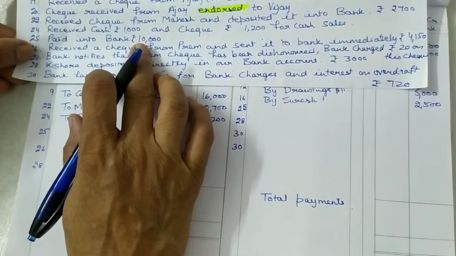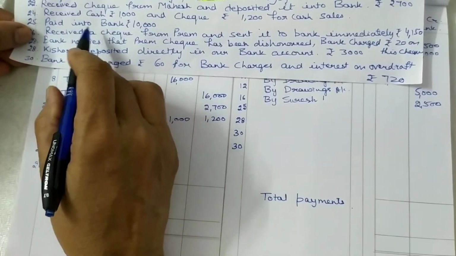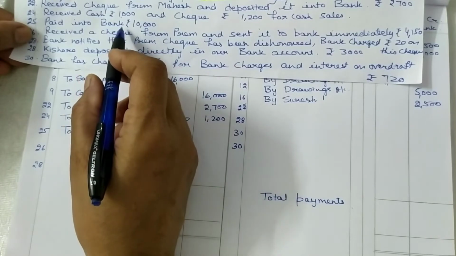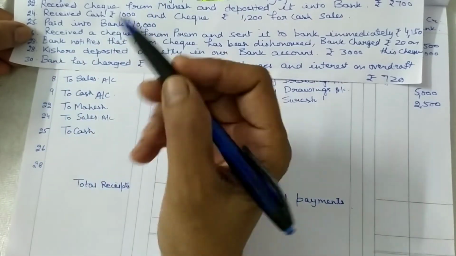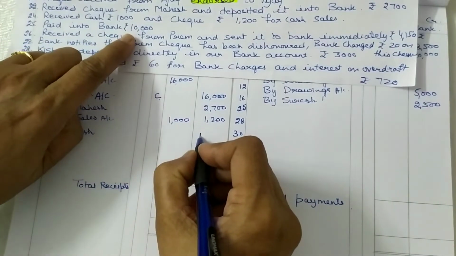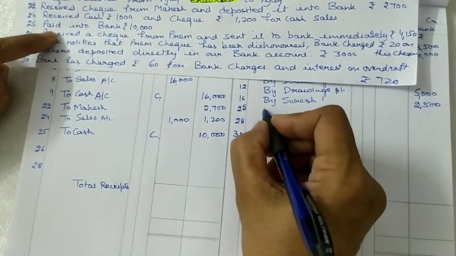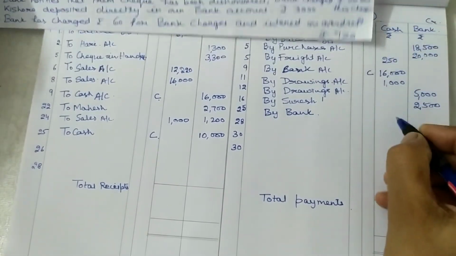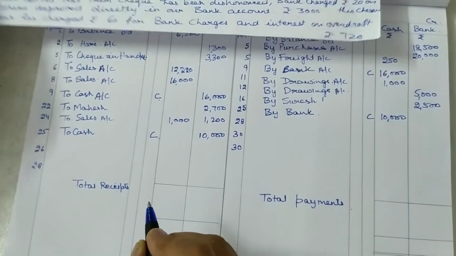Next transaction is paid into bank. This is a contra entry. Bank account debited to cash, because bank is the receiver, cash is going out. According to general rules, the receiver, bank, is to be debited and cash going out is credited. To bank account debited to cash 10,000. And you have to write C in this column, and by bank you have to write amount in cash column, same amount 10,000, and this is your contra entry, write C.